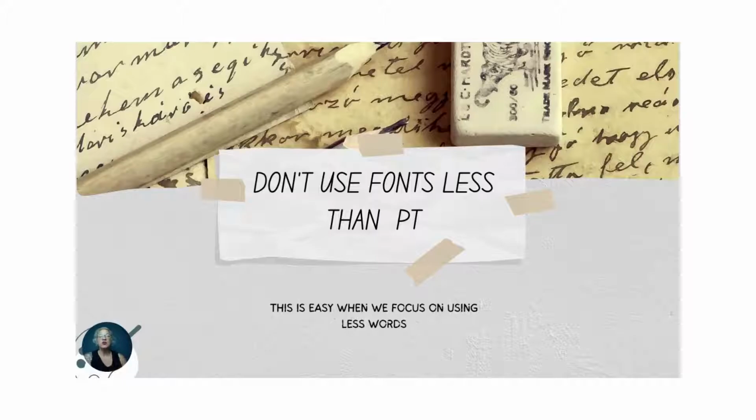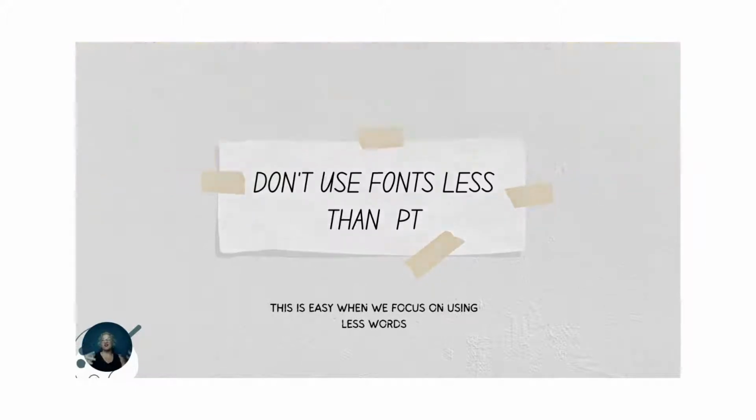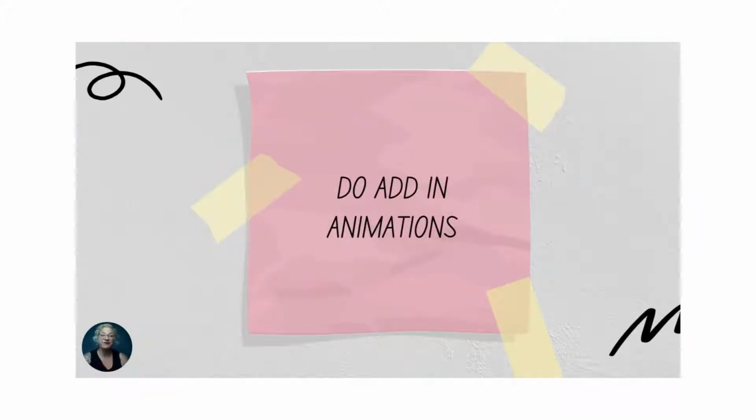The next one, don't use fonts less than. See, I read this 15 times, but it was supposed to say 24 point. I swear, I reviewed it, and I'm clearly not practicing what I preach right now. Don't use fonts less than 24 point is what that should say right there, okay? When we write them too small, we can't see them. And even on a big screen, you sit there and you're trying to figure out what it says, okay? So this is easy when we're focusing on using less words because it's okay if the words take up a bunch of space, okay?